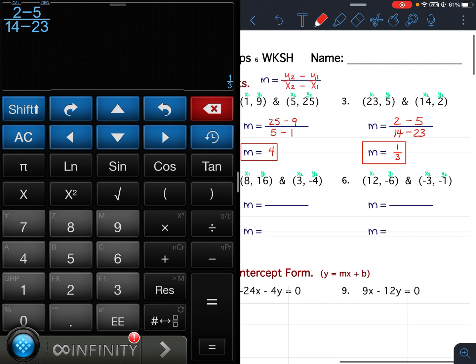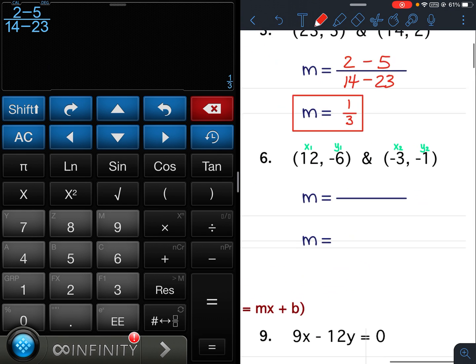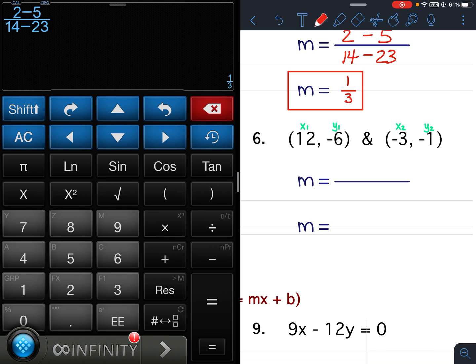All right, I'm going to do one more with you. I'm going to do number 6. All right, for number 6, I'm going to take y2, which is -1, minus y1, which is -6. Now you got to be careful here. It's minus -6, so I need to put the -6 in parentheses. On the bottom, x2, which is -3, minus x1, which is 12.